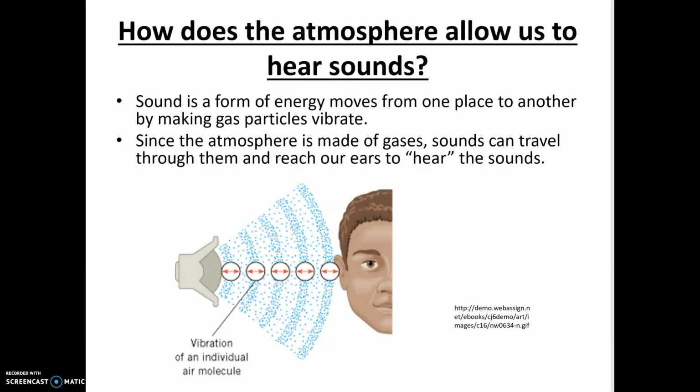Finally, how does the atmosphere allow us to hear sounds? So sound is a form of energy, and as you know, energy can move from one place to another. The way sound moves is it is produced from one end and it travels through the air through vibrations.